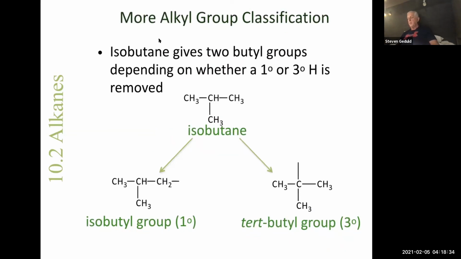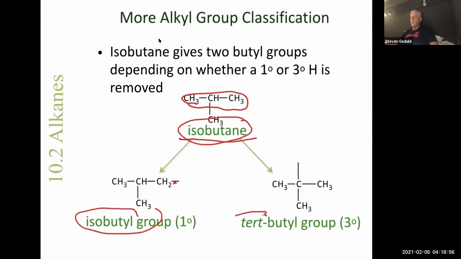You can have isobutane if we have the methyl group right in the middle. That's a propyl group with a methyl attached. It's also called isobutane because it goes right between the middle of it. So you can have an isobutyl group where it comes off the end, or a tert butyl group where it comes off the middle of that, because now you've got a tertiary carbon. So this is a little exception to the rule.